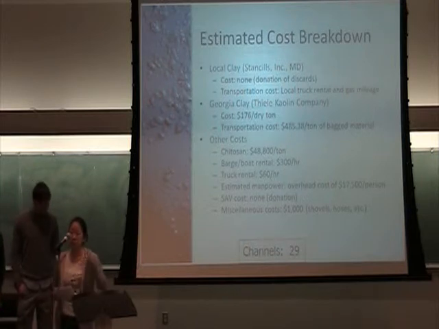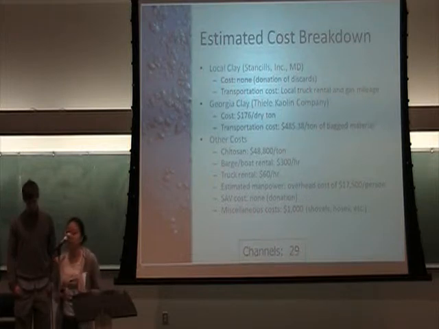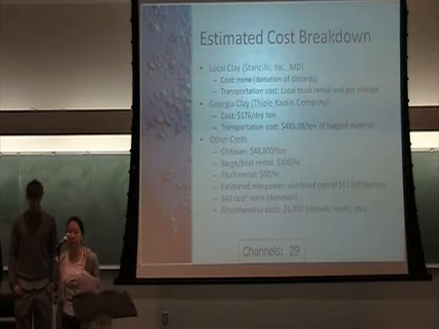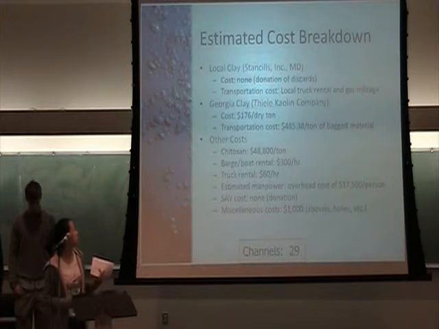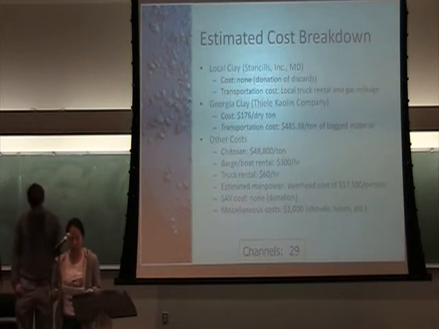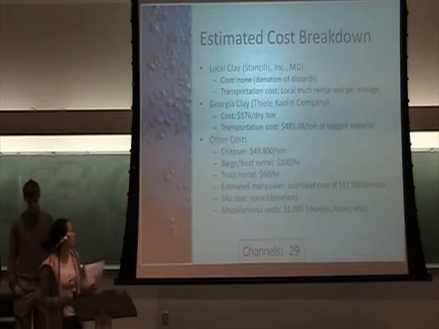So we split this up into finding out how much each set of clay costs. The local clays cost nothing because they're on the side of the bay, but they would cost for transportation, gas mileage to transport from the actual site where we're collecting the soil to the base where we were applying the mixture. The clay that we would import from Georgia, for example from the TLE Kaolin Company, would cost money to buy and would also increase the transportation cost because we're importing it from Georgia. We also had other costs such as the chitosan, the barge boat rental, the truck rental, and all is listed here.